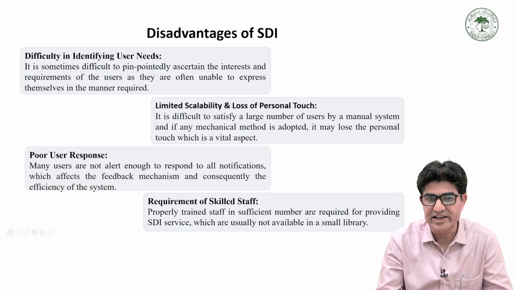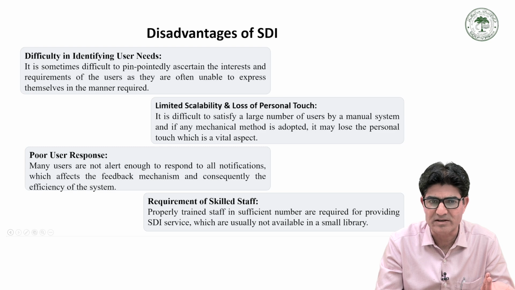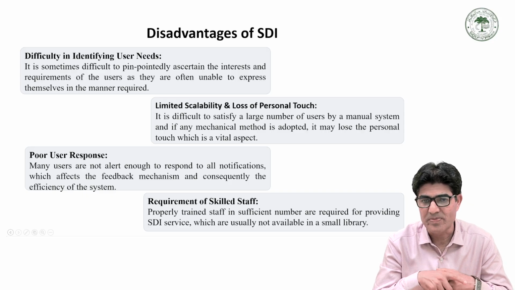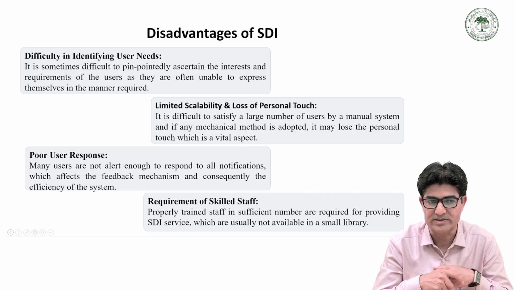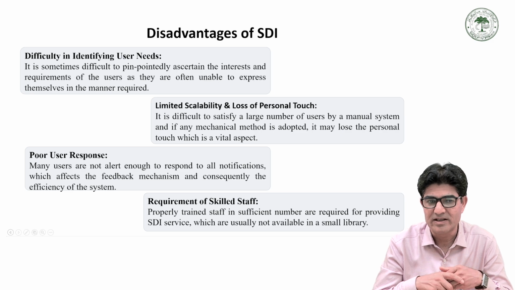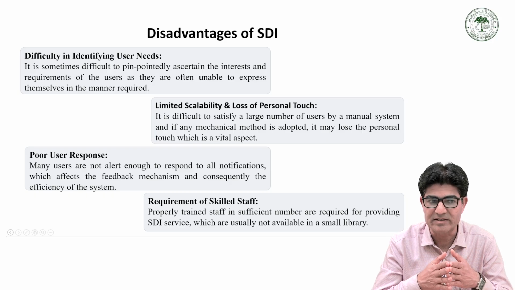Limited scalability and loss of personal touch. It is difficult to satisfy a large number of users by a manual system, and if a mechanical method is adopted, it may lose the personal touch, which is a vital aspect. Because it is done by a computer-assisted system, personal touch is basically less in this kind of service. Poor user response: sometimes many users are not alert enough to respond to all notifications, which affects the feedback mechanism. If we are not able to get the users' feedback, it is difficult for us to improve the system. So in some cases there may be a poor user response.